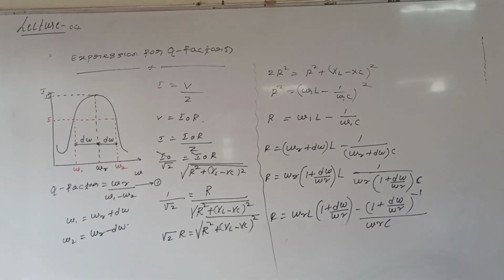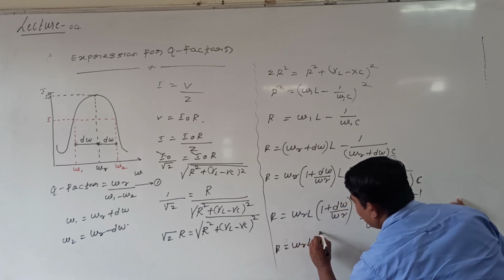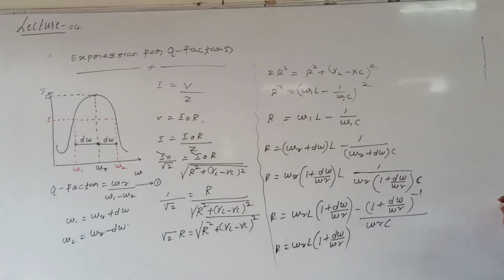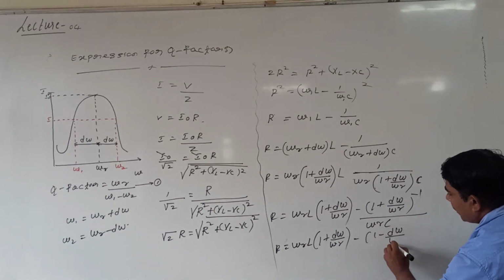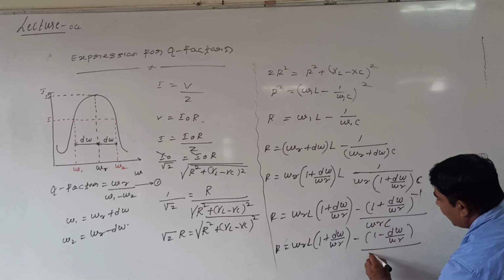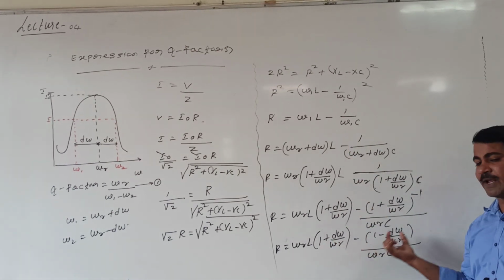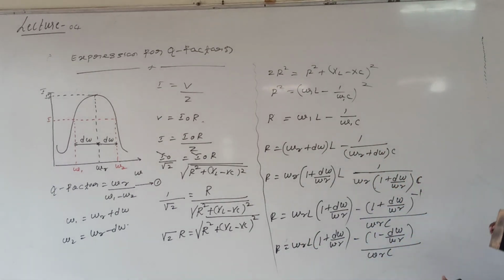Or we can solve according to the binomial theorem: 1 plus d omega divided by omega r raised to minus 1. How does it become? R is equal to omega r into L into bracket 1 plus d omega divided by omega r, minus 1 minus d omega divided by omega r, whole divided by omega r into C. Are you following this step? So I can simplify. This step again I need to simplify.